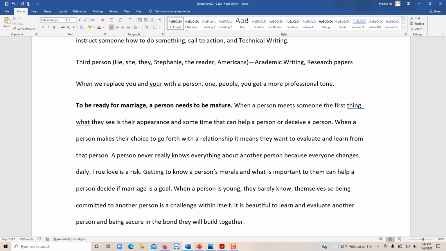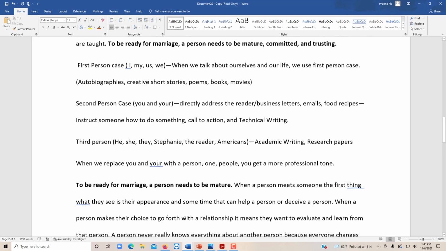And so this makes the whole paragraph a lot less conversational and a lot more professional sounding and a lot more academic. When we write in an academic paper, we want to sound professional and academic, and we don't want to sound conversational. So that's why if you have a lot of "you" and "your" in your paper, you need to replace all of the "you" and "your" with "a person."